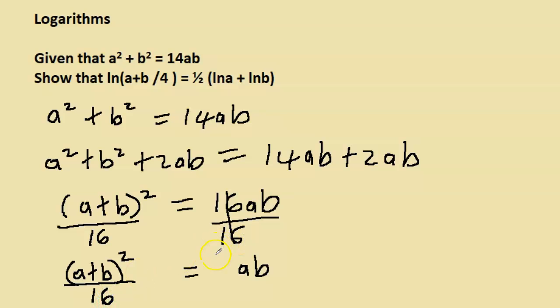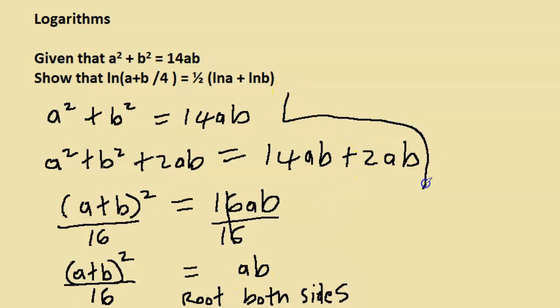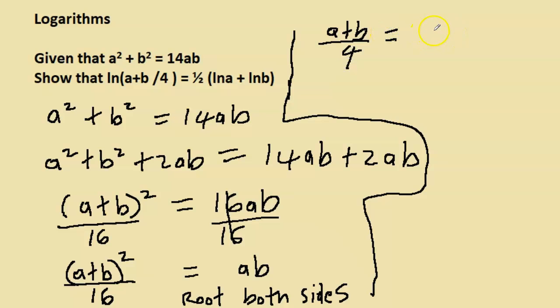And of course we can take the square root of both sides. Or if you want to say, raise both sides to the power of half, same thing as taking the square root. So if we take the square root of the left hand side, what we'll end up with, the square root of the numerator is just a plus b. The square root of the denominator is 4. And then we take the square root of the right hand side, which is the same thing as raising it to the power of a half. That's a notation for square root.